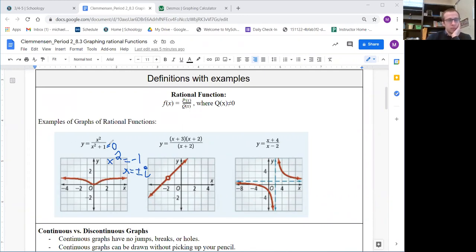So that's your first example of something that can go wrong. This is what that'll look like. When we have some type of denominator, and we set it equal to 0 and solve, we get imaginary solutions. That's really what we're going to be seeing right there.